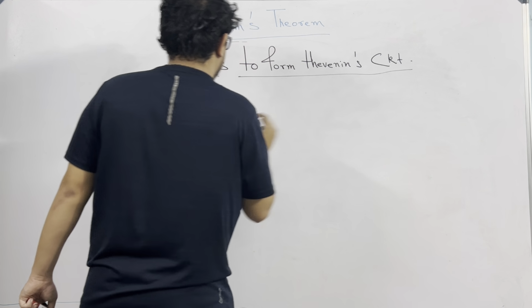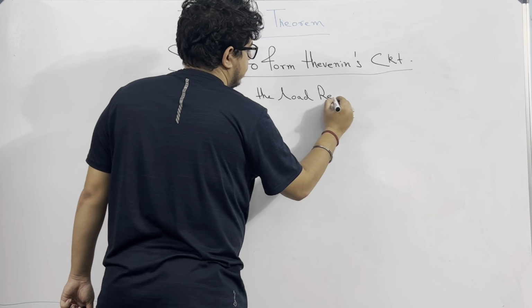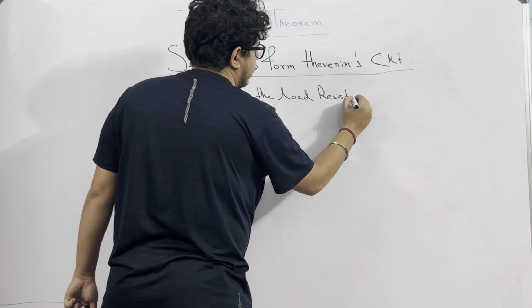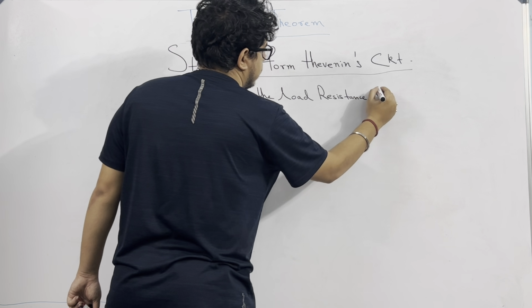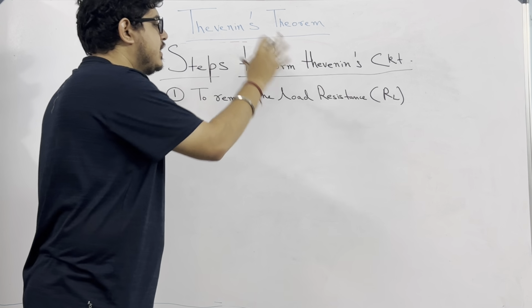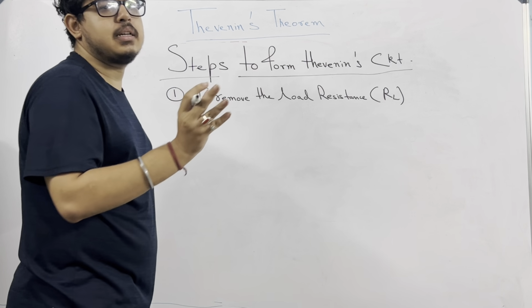Step number 1, you can note down these steps. Step number 1 will be to remove the load resistance, which is RL. Across whichever resistance I want to make the Thevenin circuit, I have to remove that resistance.